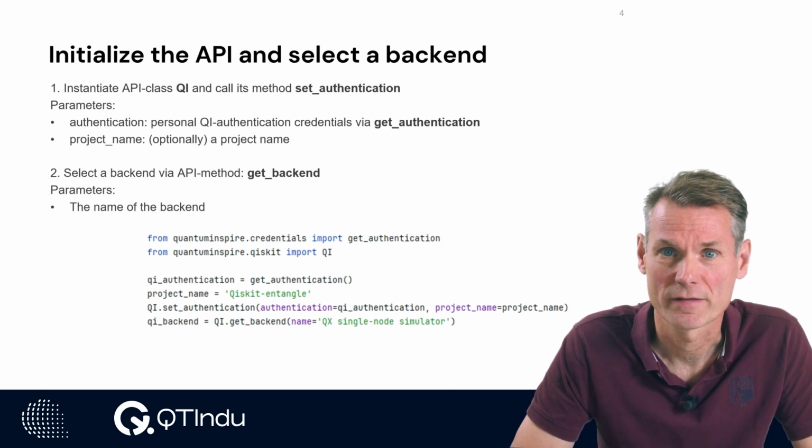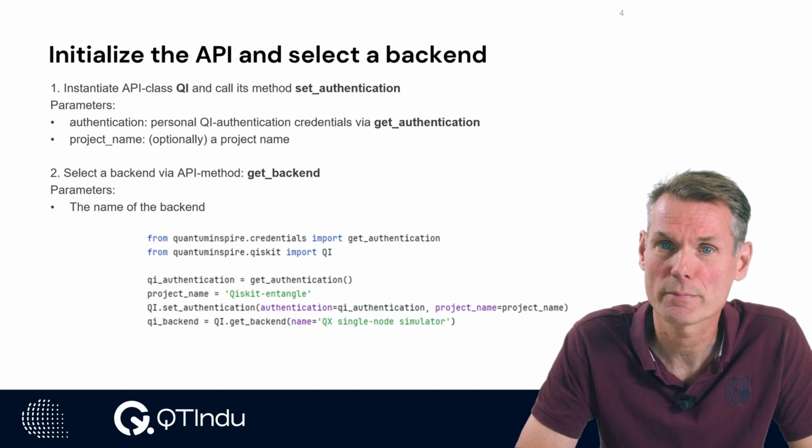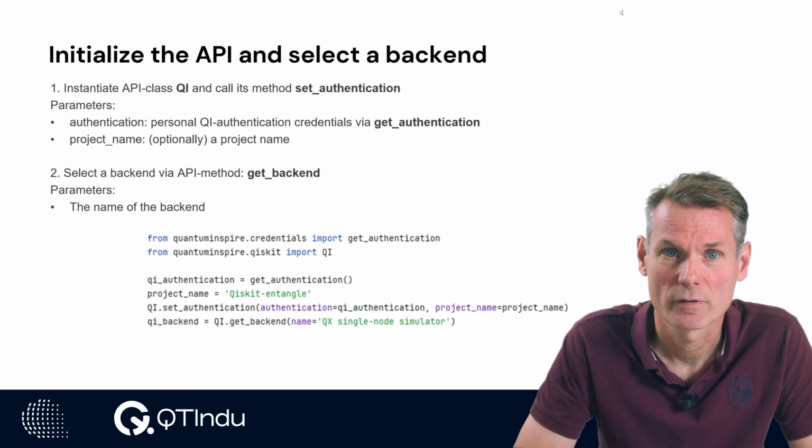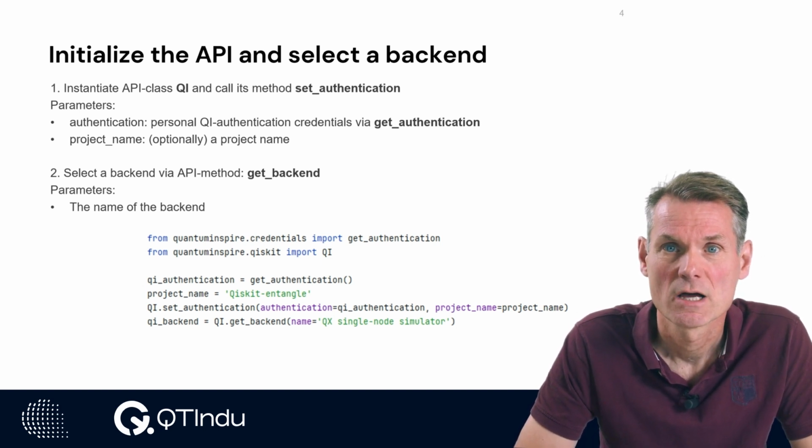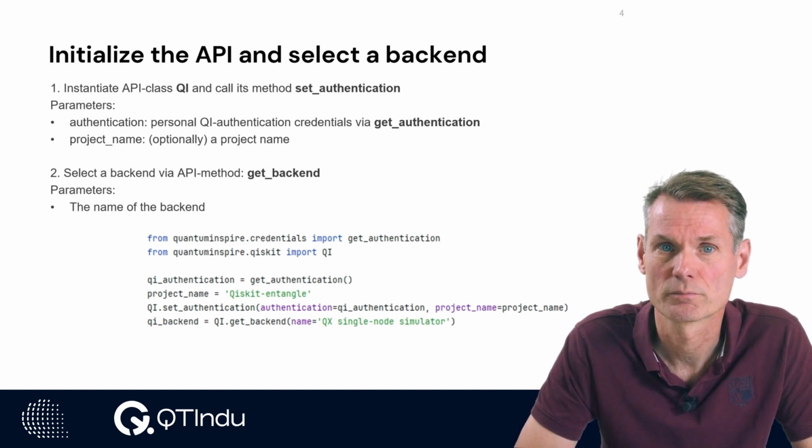We need a valid authentication and optionally a project name. Via the project name, we are able to find back the algorithm and results in the Quantum Inspire web environment. The API is now initialized with an instance of QI, imported from the SDK Qiskit package. To initialize QI, call set authentication with parameters authentication and project name.